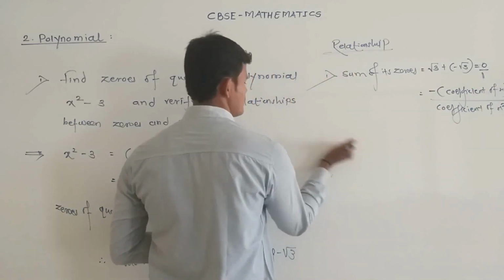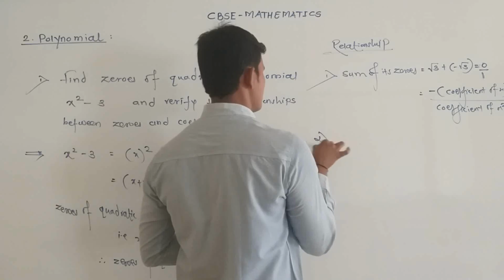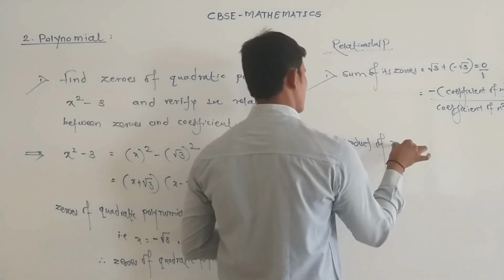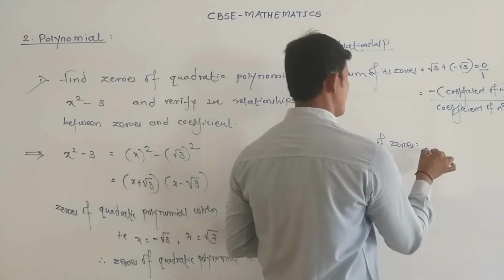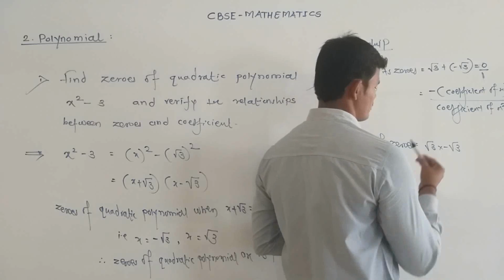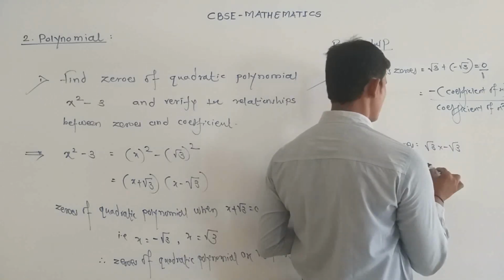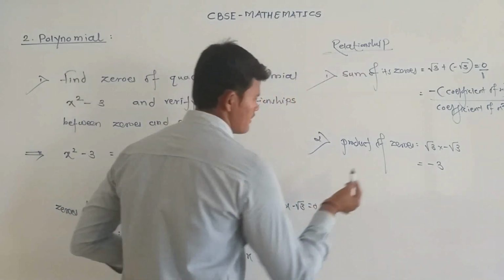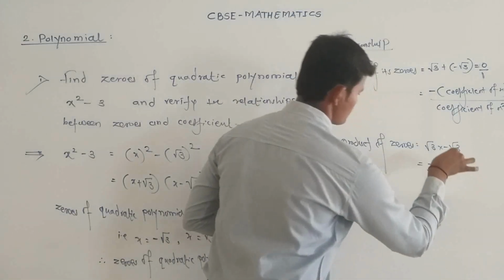So this is the verification, and the second relation is product of zeros. The first zero is under root 3, second zero is minus under root 3. So root 3 into minus root 3 is nothing but minus 3 divided by 1.